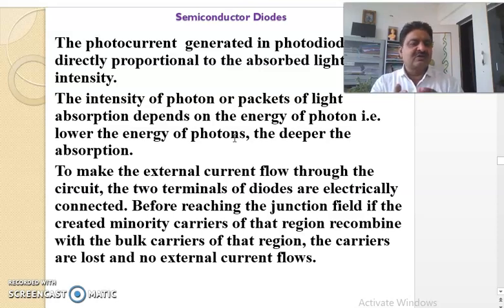To make the external current flow through the circuit, the two terminals of the diode are electrically connected. Before reaching the junction field, if the created minority carriers of that region recombine with the bulk carriers of that region, the carriers are lost and no external current flows.